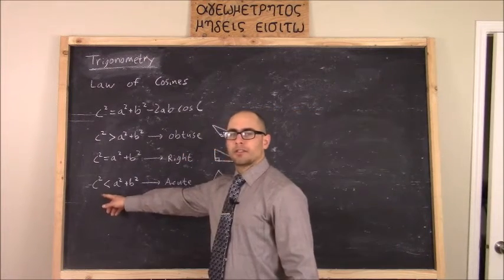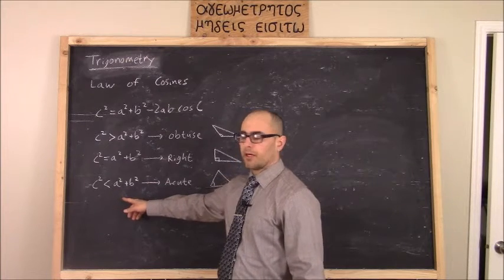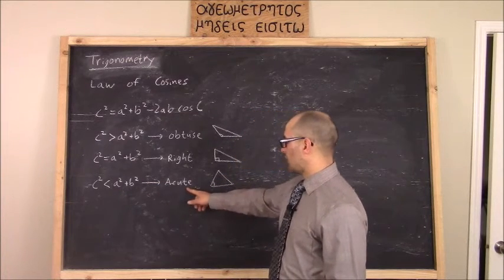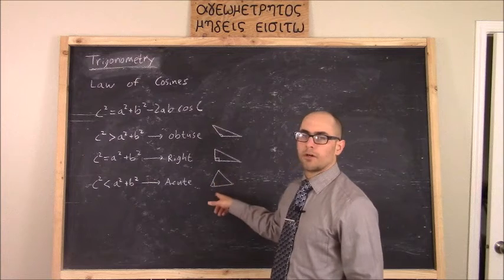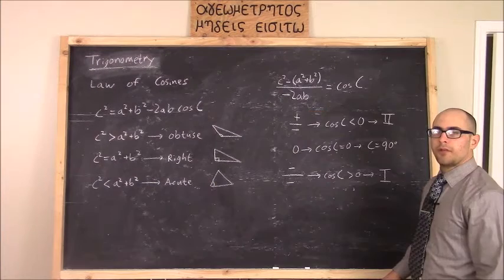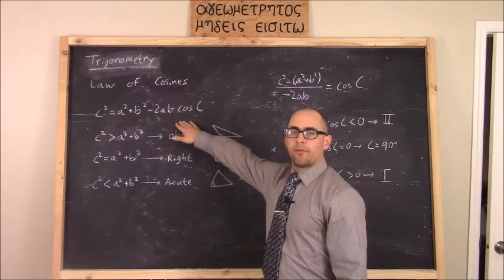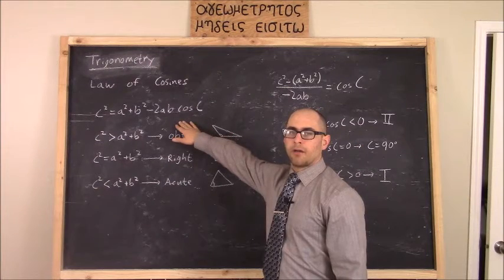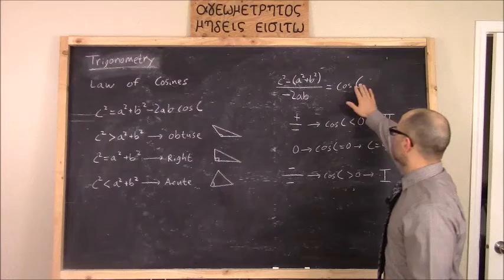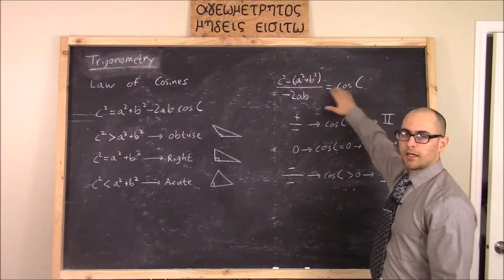If c squared is less than a squared plus b squared, that'll form an acute triangle, meaning all the angles are less than 90 degrees. If you'd like further justification for that reasoning, consider the following. By rearranging the terms in my law of cosines and solving for cosine c, I get this.